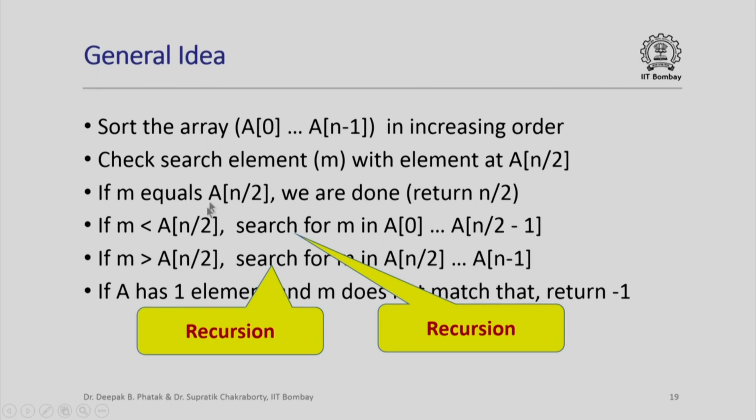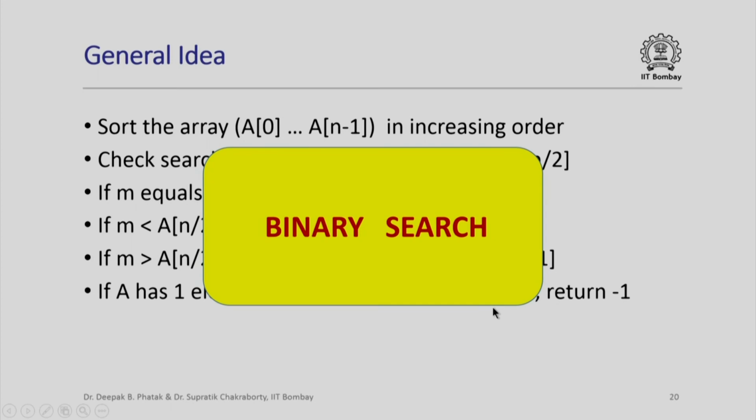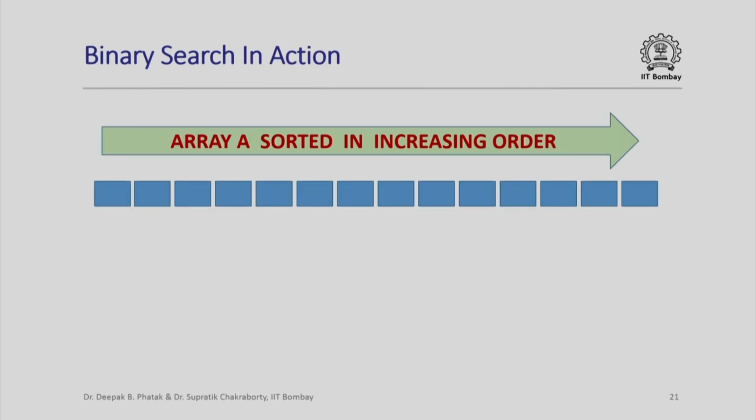Under some condition, instead of searching in the whole array from 0 through n minus 1, I am searching in the indices 0 through n by 2 minus 1 or n by 2 through n minus 1. So this is really recursion, and these are the two termination cases of the recursion. Once I find the element, I return, no more recursion, or if there was only one element and I could not find a match, then I know that the element I am searching for is not in the array, so I can return minus 1. So this technique of dividing the whole array into halves and then using a comparison to determine which half you should search in is also called binary search. So here is a simple animation of binary search in action.